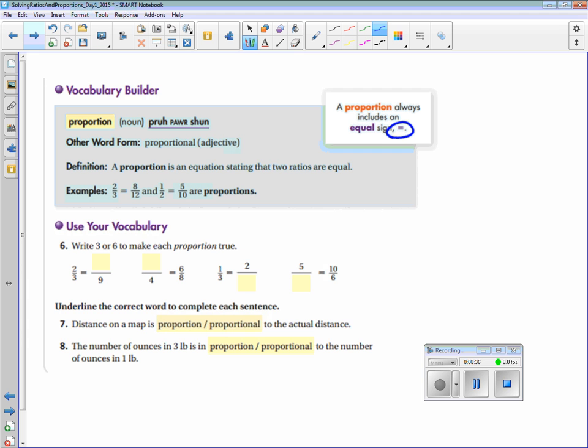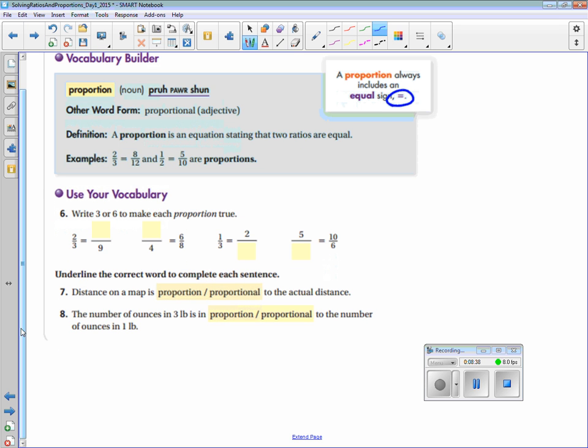Again, I'll review stuff. So when we look at number 6 here, we're going to write the number in the blank that would make it an equivalent proportion, or to make the proportion correct, true. 2/3 is what over 9? Okay, so we know that you multiply each of them by 3, correct? All right, 1/4 is 6/8. Okay, so this is stuff you've already done. 1/3 is 2 over, okay, and then 5 over what is 10/6? 3.